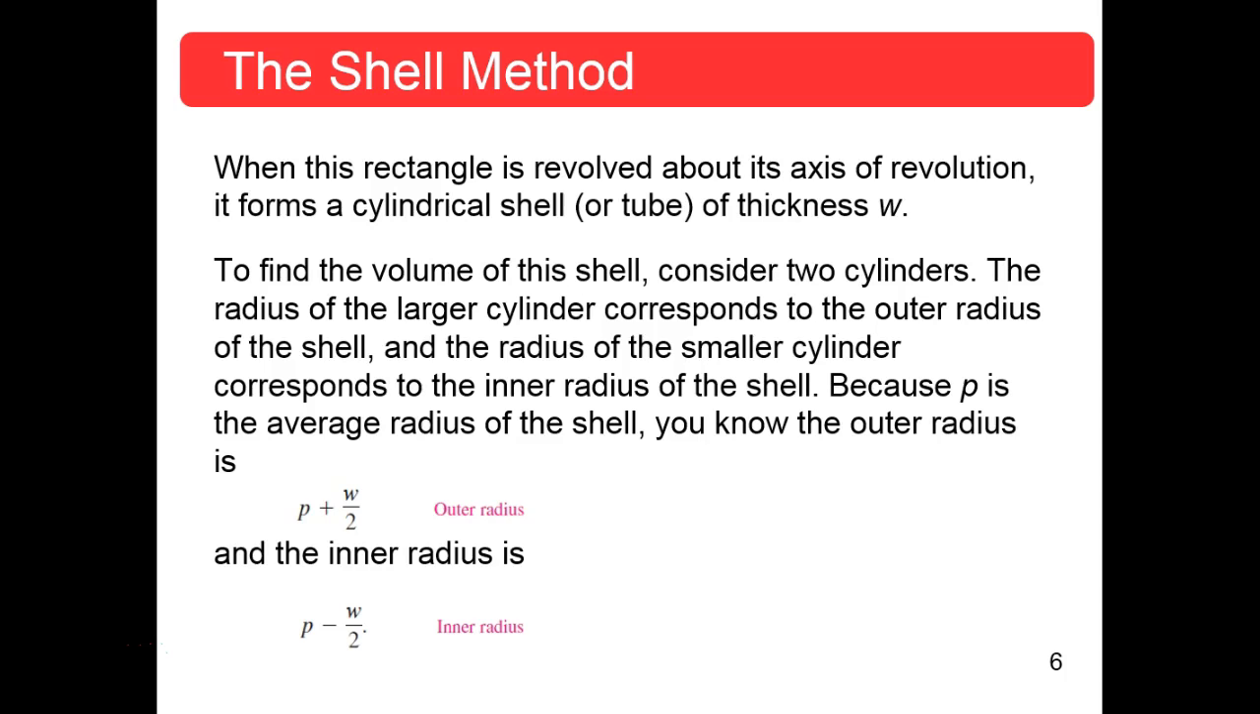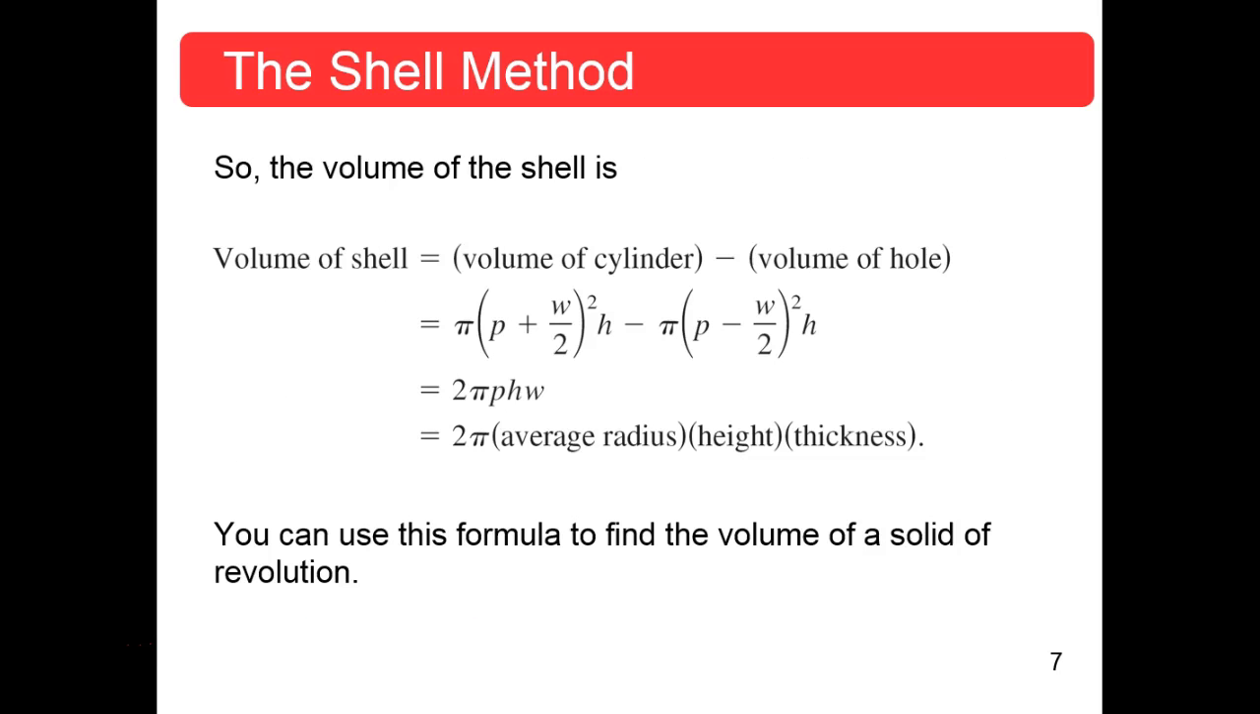Now, the volume of the shell is the difference between the volumes of the complete outer cylinder minus the hole that you cut in. So that would be pi, and this is the outer radius, (P plus W over 2) squared times the height, minus pi (P minus W over 2) squared times the height. That's the hole you cut out of it. It's the whole disc, and then you cut out the inner disc.